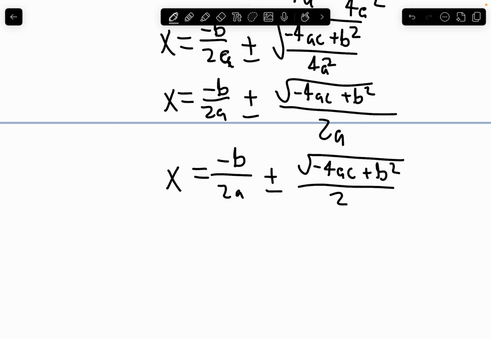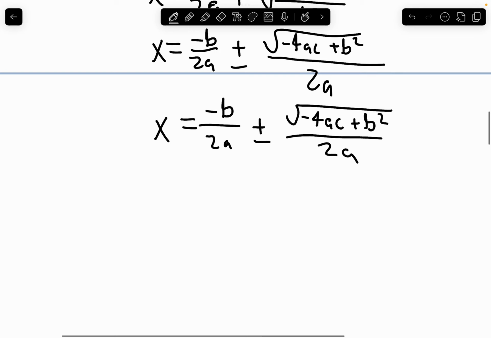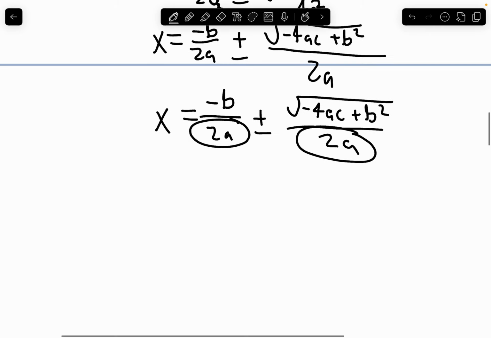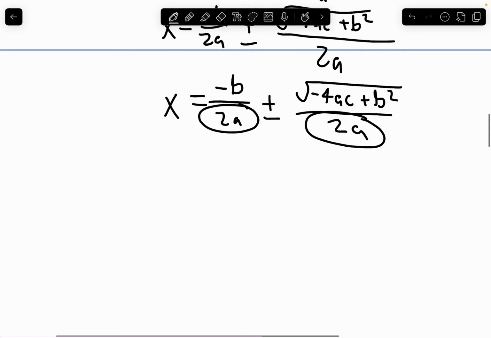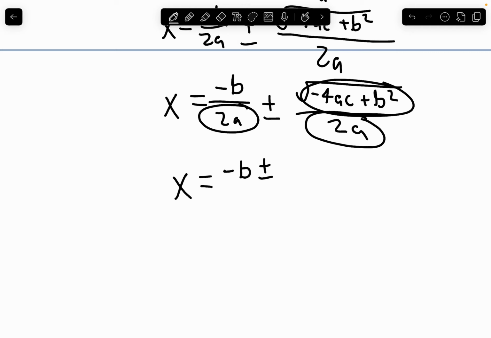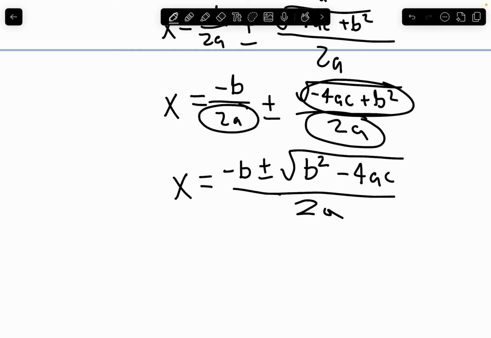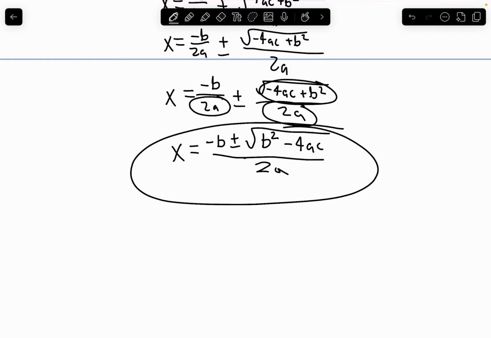So now, since these two denominators are the same, we can put them in the same part of the equation. So we would have x is equal to the opposite of b plus or minus, and I'm going to rewrite this so the b squared comes first, the square root of b squared minus 4ac, over 2a. And that is how you derive the quadratic formula.